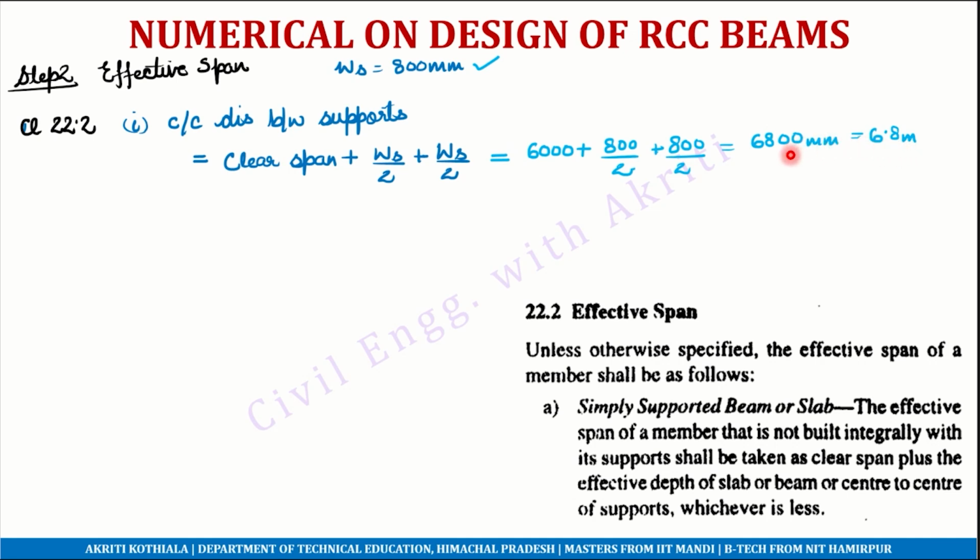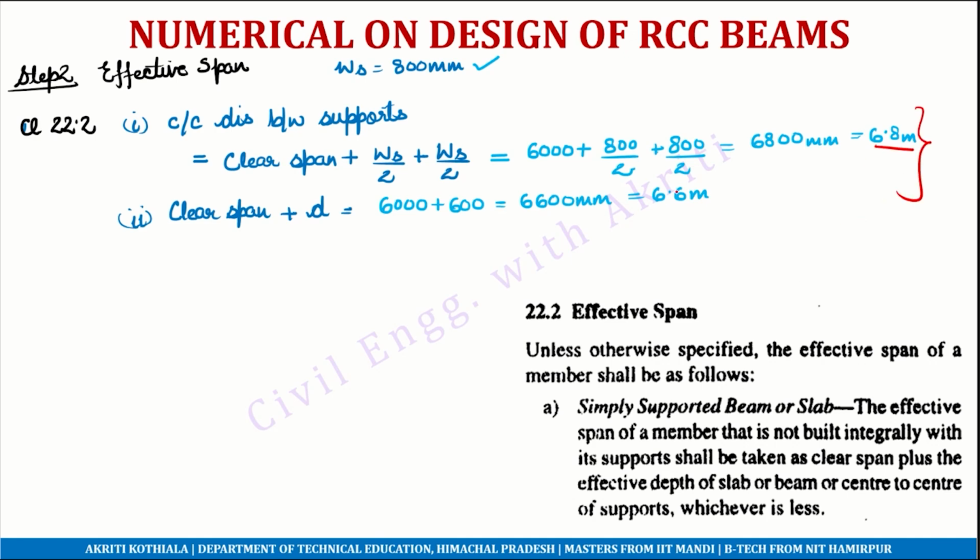Now substituting the values in the second part of the equation, which is clear span plus d, we obtain a value of 6600 millimeters or 6.6 meters. So as per clause 22.2, we have to take the least of these two values, which is equal to 6.6 meters. So our effective span or L effective is equal to 6.6 meters.